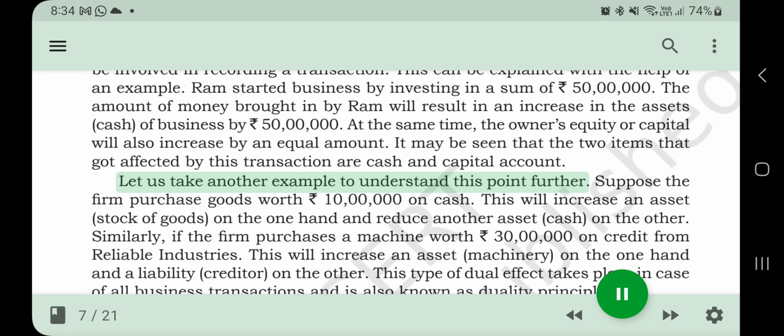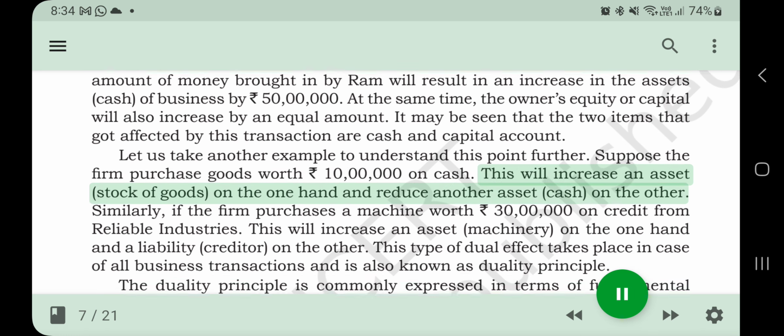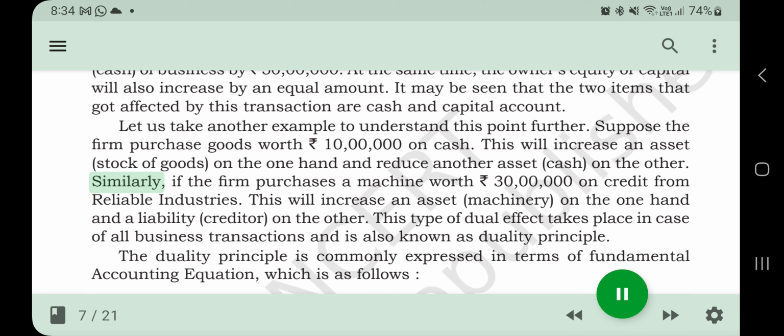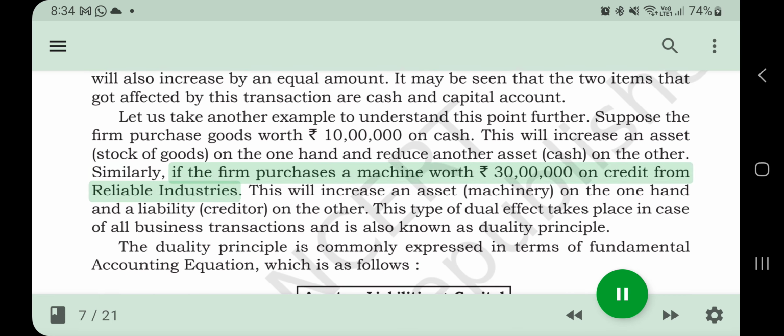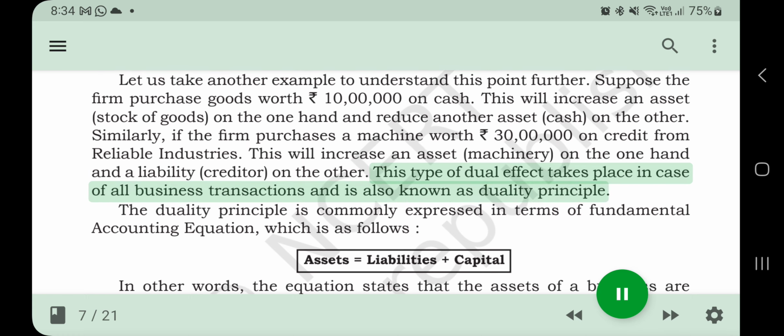Let us take another example to understand this point further. Suppose the firm purchases goods worth $1 million on cash. This will increase an asset, stock of goods, on the one hand and reduce another asset, cash, on the other. Similarly, if the firm purchases a machine worth $3 million on credit from Reliable Industries, this will increase an asset, machinery, on the one hand and a liability, creditor, on the other. This type of dual effect takes place in case of all business transactions and is also known as duality principle.